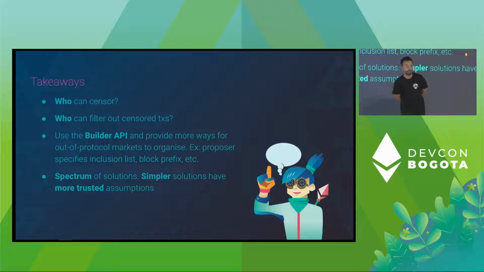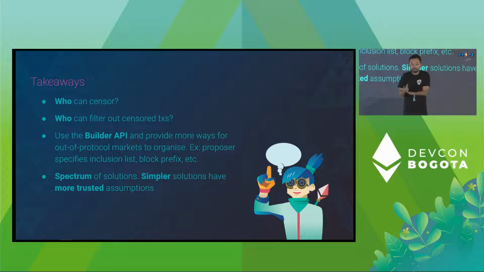So what are the takeaways, right? I think the takeaway is that it's important to figure out who can censor and who can detect the censorship, because there are so many actors in the picture. There are proposers, there is MEV-Boost, and then there's also the relayer, right? It's important to figure out who does what. And I do think we need to leverage the Builder API a lot more, because the Builder API is probably the best thing we have today. It's the best defense. We can provide more ways to organize defenses against censorship, such as inclusion lists and block prefix. And then there is a spectrum of solutions out there that we're thinking about.